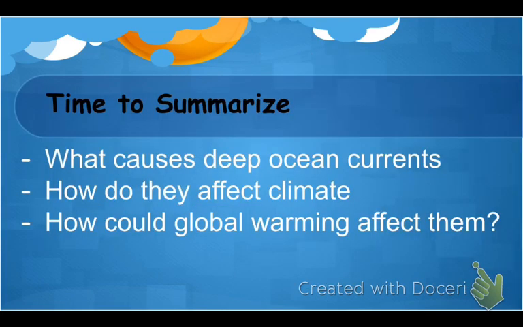Okay, so try to summarize what causes deep ocean currents. How do they affect climate? And then how would global warming affect them? If you can answer those 3 questions without checking your notes, then you have a very good understanding of ocean currents. If you cannot answer these 3 questions, then that means you need to go back and make sure you study this a little bit more. But let's continue on to tides.